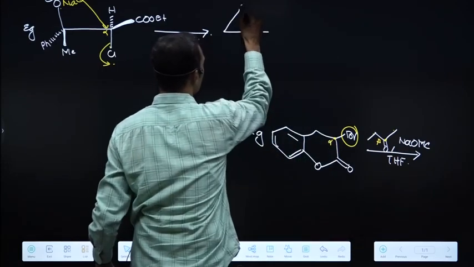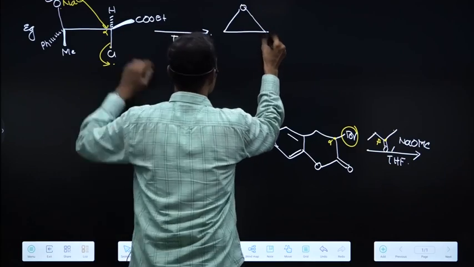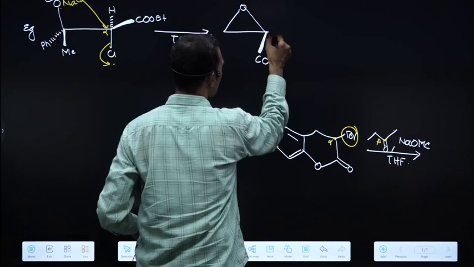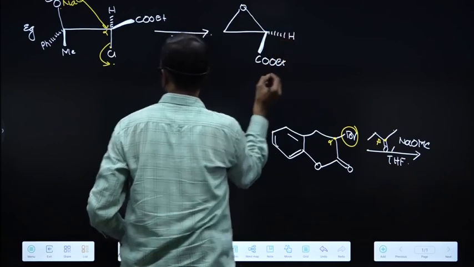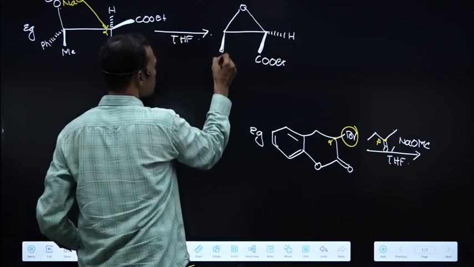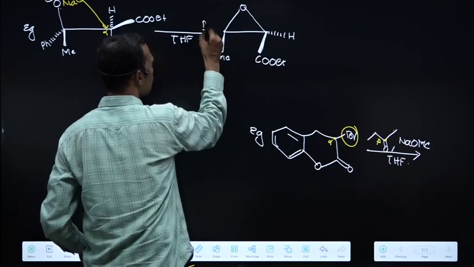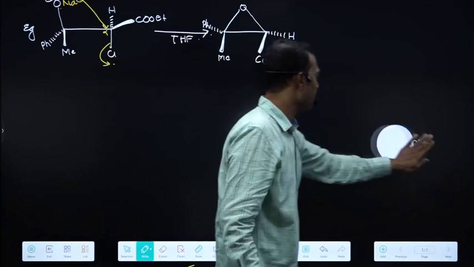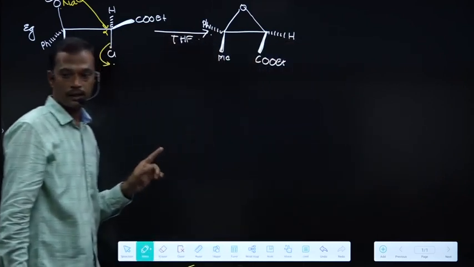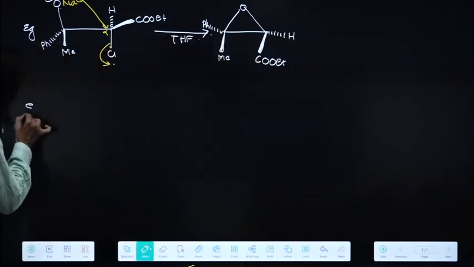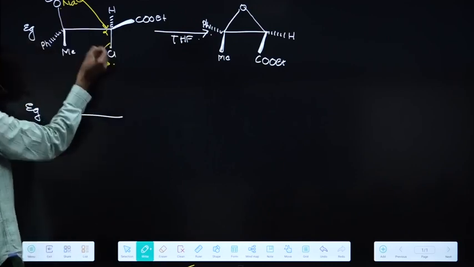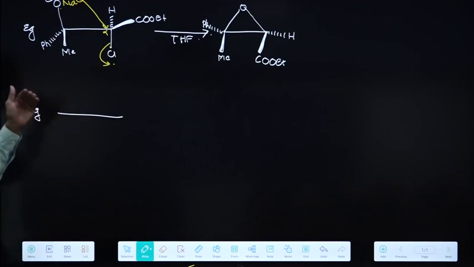So here the epoxide is exactly perpendicular. After attacking here, this will be a thick line itself. COOEt thick line. And what about this? This is hydrogen. Now here this methyl is in the same direction, and phenyl is also in the same direction. Remember this. First you need to bring both the alkoxy as well as this halogen. This halogen and alkoxy both should be perpendicular to each other, separated by an angle of 180.